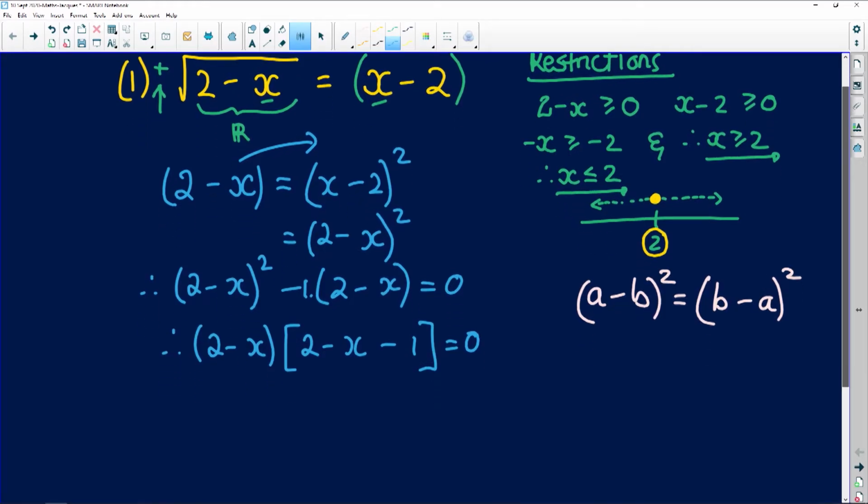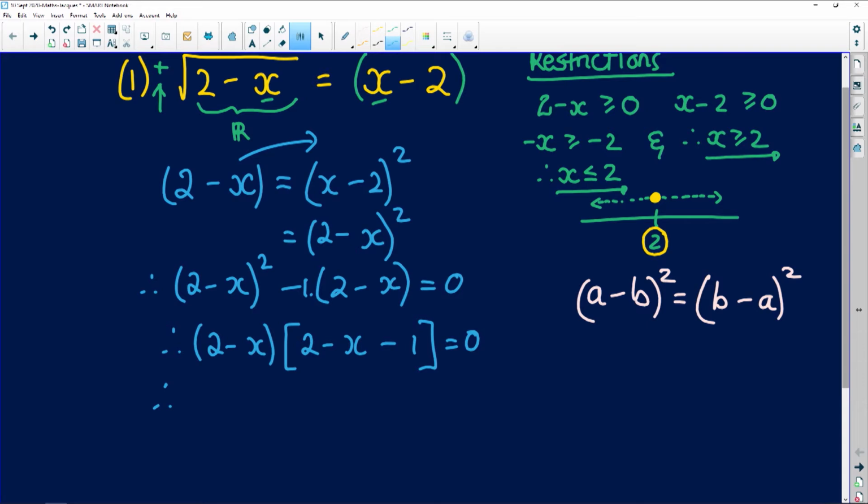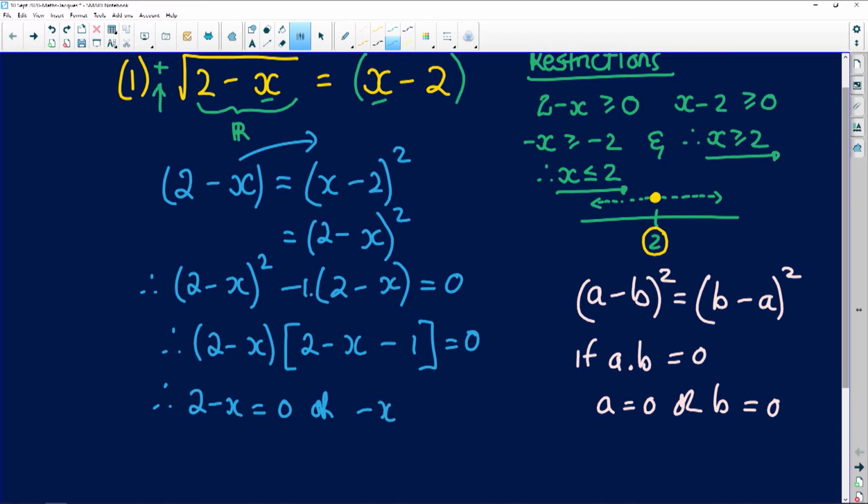Okay, so let's see what happens here. This is now a product, folks, and you've learned at school that if A multiplied by B is 0, then it means A is 0 or B is 0. So that's what I'm going to be using here. So 2 minus x is 0, or minus x, that's a plus 2 minus 1, so plus 1 is 0. And there I get my one result is x equals 2, as we suspected, or x is equal to, where are we here?